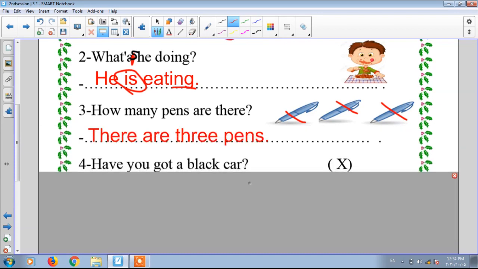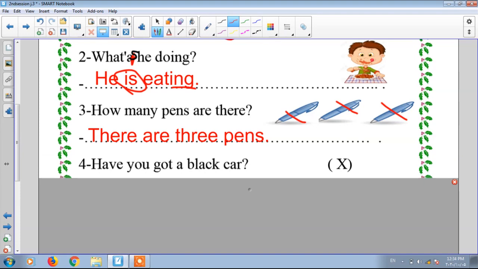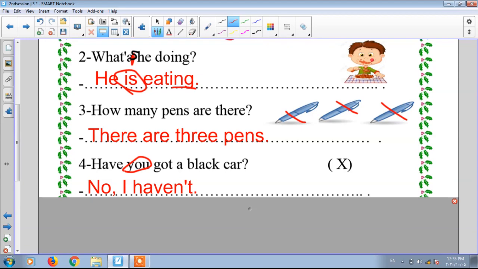Number 4, have you got a black car? Here we have what? Wrong. So I write yes or no? I write no. Good, Junior 3. No, what? No, I haven't.